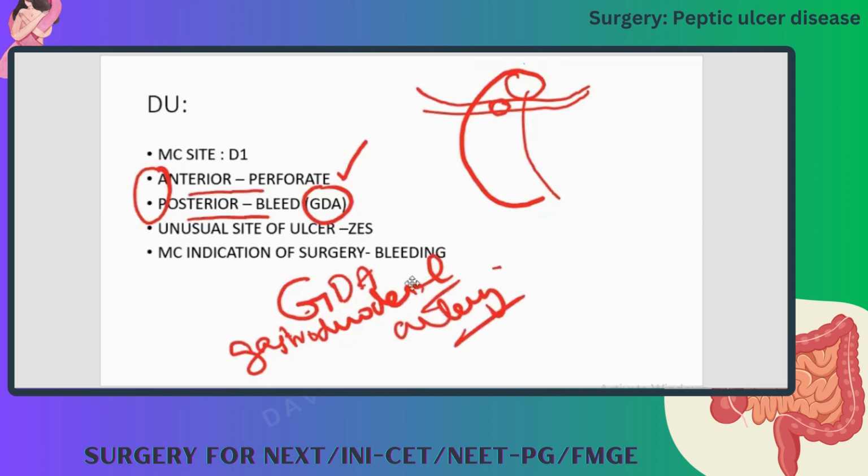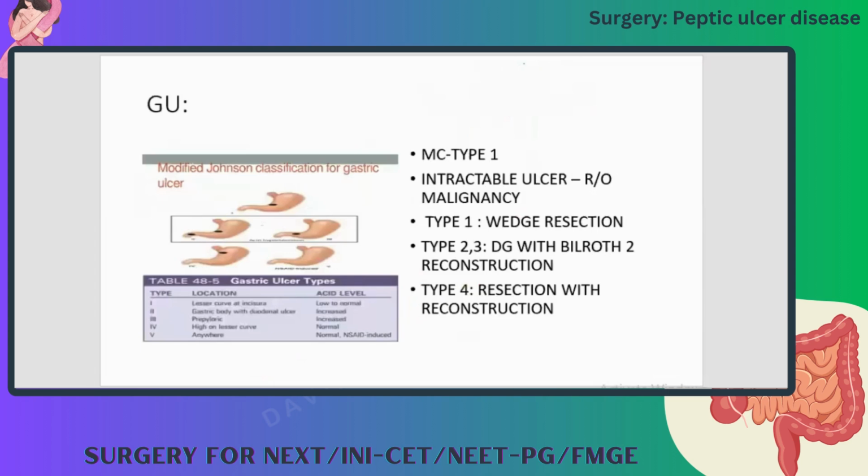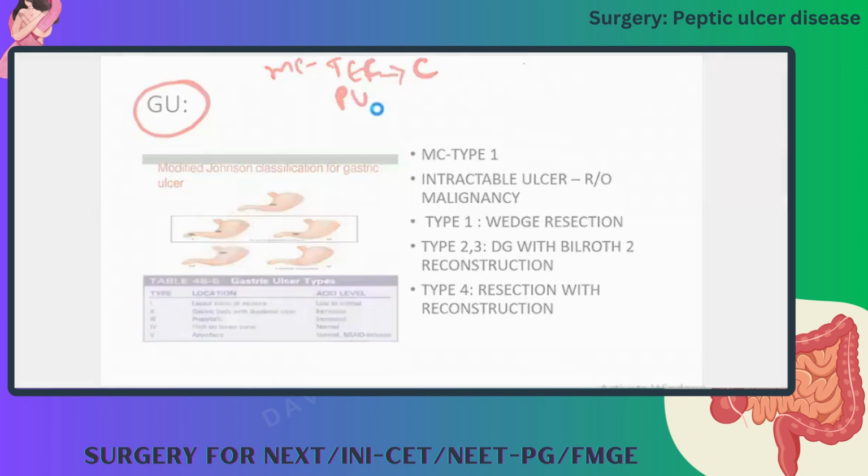Yes, sir. So now come to the gastric ulcer. Before we go on to the gastric ulcer, what is the most common type of tracheoesophageal fistula? Type C. Most common type of posterior urethral valve? Type 1.